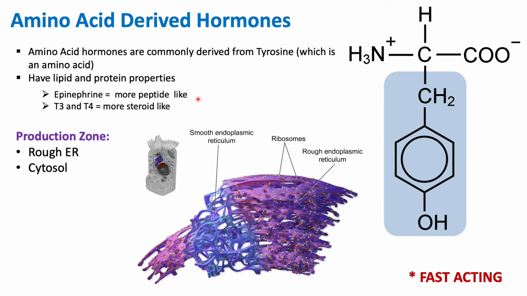And epinephrine is more peptide-like, meaning that it is water-soluble and lipid insoluble, so it will not directly enter the cell membrane. Instead, it will have some sort of receptor on that cell membrane, and it will interact with that receptor. Now, the location of amino acid-derived hormone production is the rough ER and the cytosol. So once again, we can remember that our peptide and amino acid-derived hormones are produced on the rough ER, whereas the lipid hormones are produced on the smooth ER. And once again, these can be more fast-acting if they're more peptide-like in comparison to the steroid hormones.